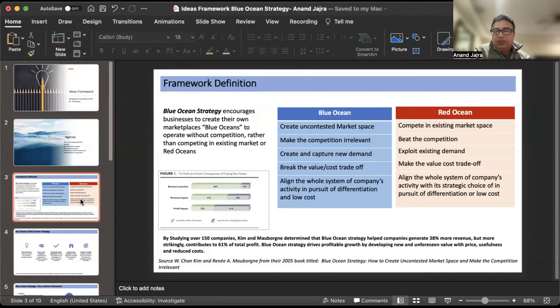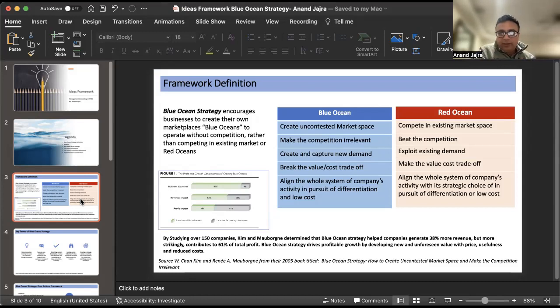Blue ocean strategy encourages business to create their own market spaces without competition. So, going out there and creating new marketplace by product innovation, by finding non-customers, converting them into your customers, rather than competing in the existing market, which is very competitive and just exploring the existing demand.